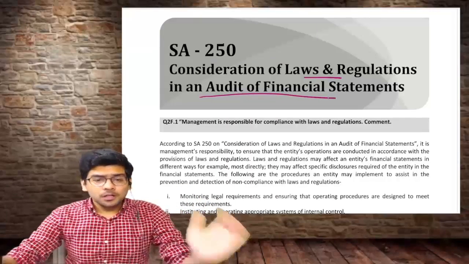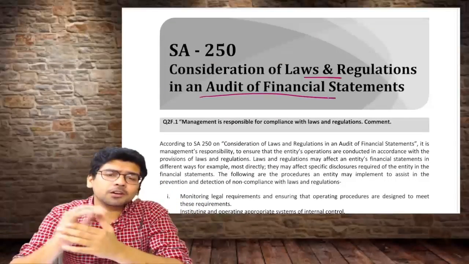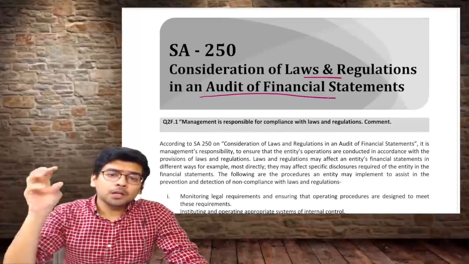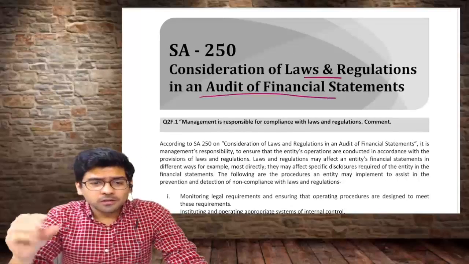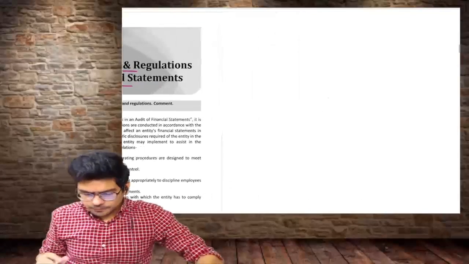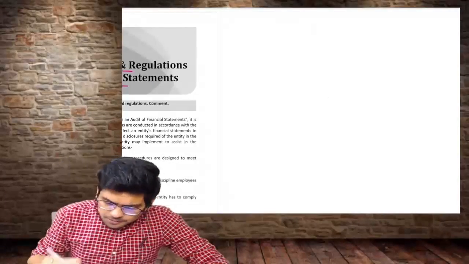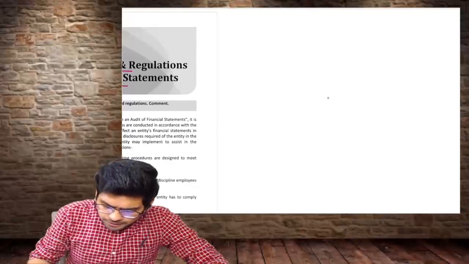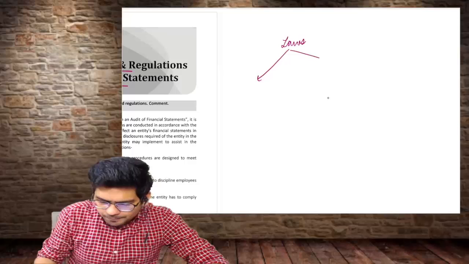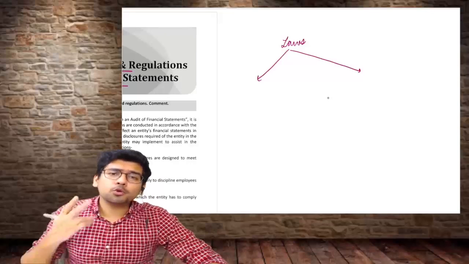So it is the management who is responsible to ensure compliance with all the laws and regulations applicable to the entity. Now as auditors, we are going to be concerned here about the laws and regulations in the audit of financial statements. So why do we need to consider the laws and regulations in the audit of financial statements? Now let me just tell you a few things. In this particular chapter, I'm just giving you a brief idea that we are going to be discussing two kinds of laws.